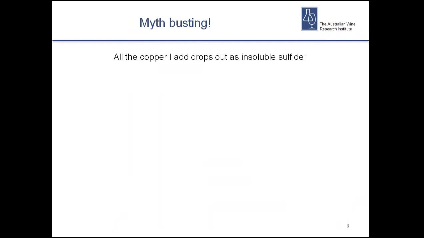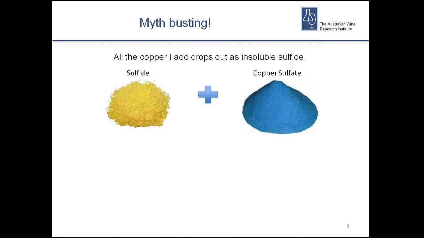So now it's time for some myth busting. When we treat our wine with copper to reduce our reductive aromas, we assume that all the copper sulfide complexes drop out as insoluble complexes. So this is what we think we're doing. If all our sulfur compounds are represented by this yellow sulfur dust here on the left-hand side, and all the copper we're adding to our wine is represented by our blue copper sulfide crystals, then we think we're adding a one-to-one copper to our sulfide complexes.